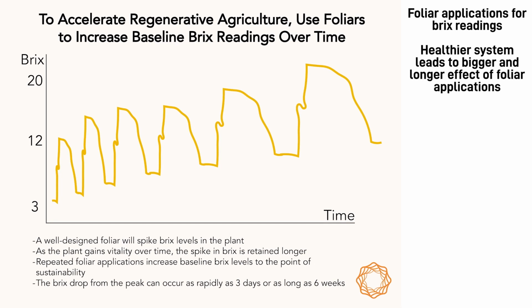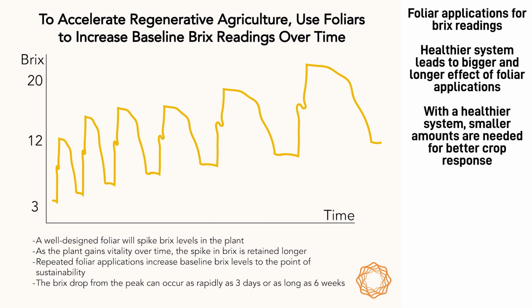And not only that, but the healthier the system becomes, the smaller the quantities of product that need to be applied as a foliar in order to produce the greatest crop response. You get a much larger crop response with a smaller quantity input, the healthier the ecosystem becomes. So over time, the Brix reading has dropped back down to, let's say, a 5. Now we put on a second foliar application, and the Brix reading spikes back up, but this time up to a 14. Then gradually it drops back down again, and now it drops to a 6.